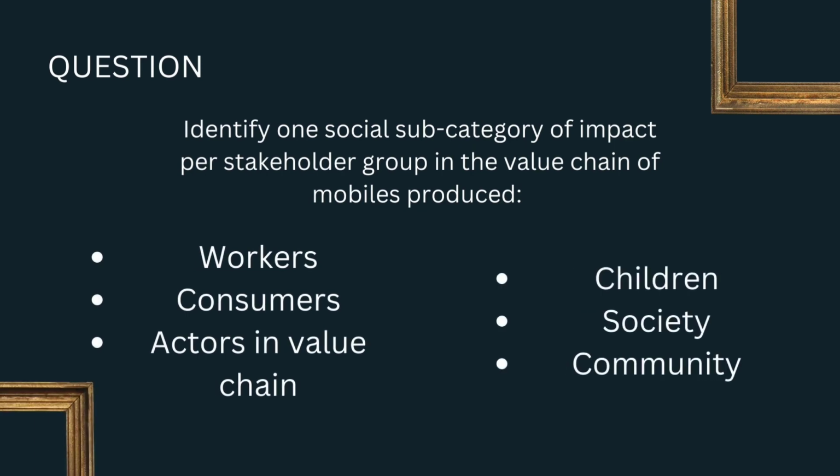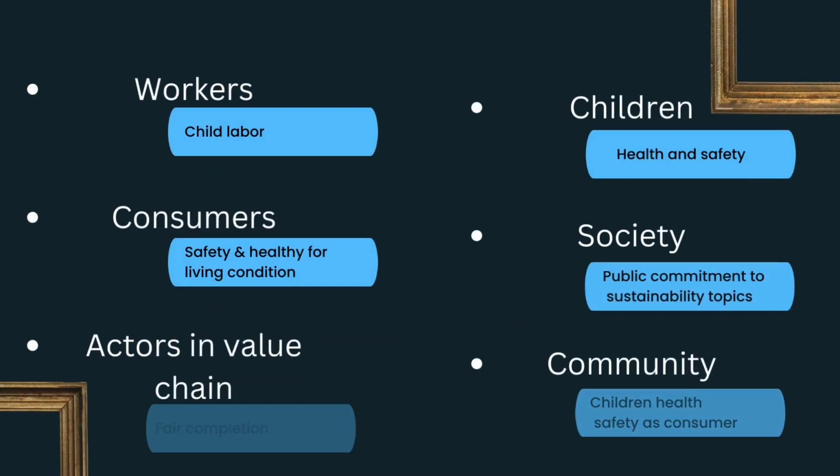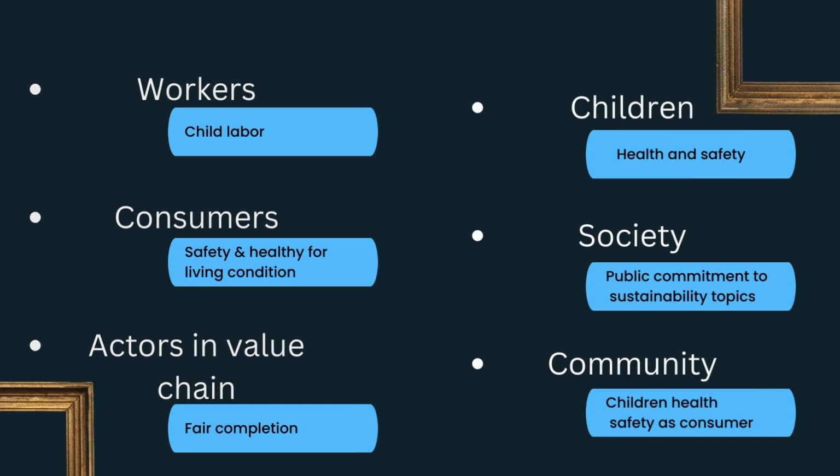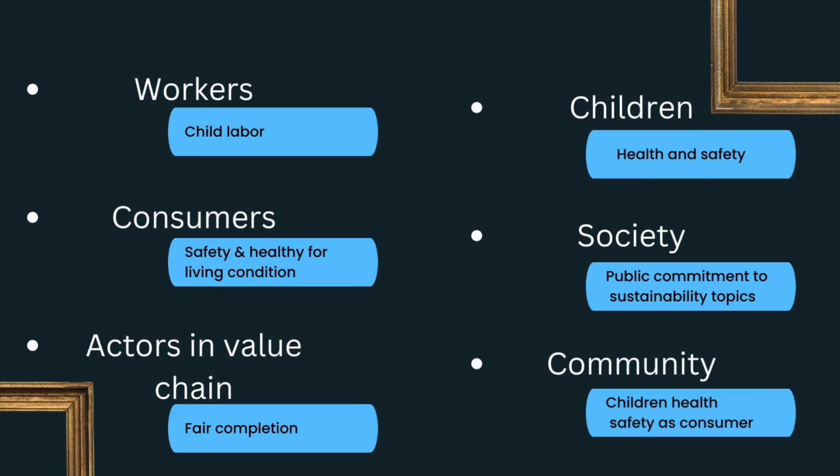Identify one social subcategory of impact per stakeholder group in the value chain of mobiles produced: workers, consumers, actors in the value chain, children, society and community. One social subcategory of impact per stakeholder group in the value chain of workers is child labor. Meanwhile, for consumers it is safety and healthy living conditions, for actors in the value chain it is fair competition, for children it is health and safety, for society it is public commitment to sustainability, and the topic for community is children's health and safety as consumers.